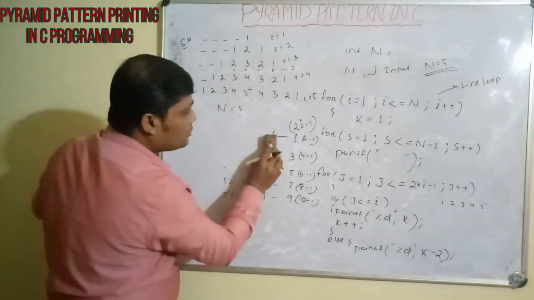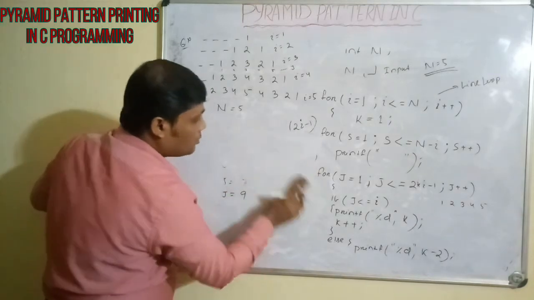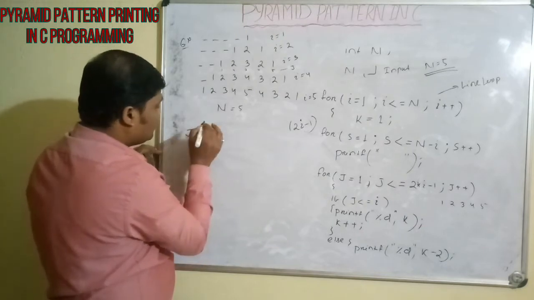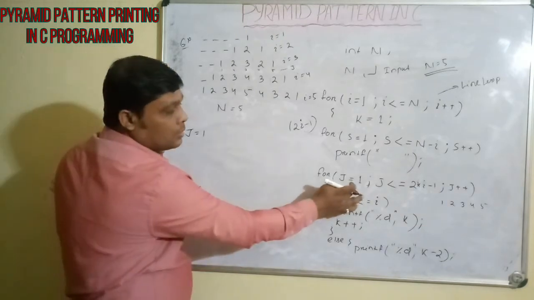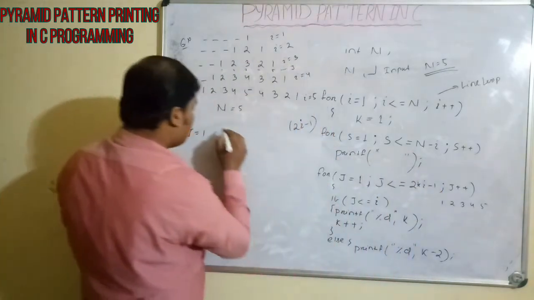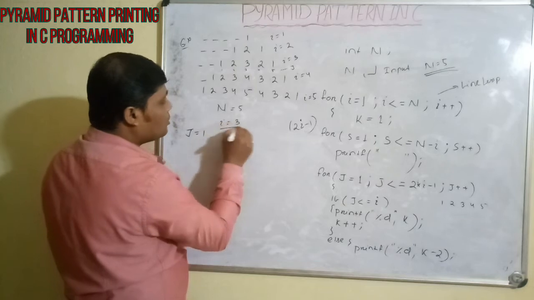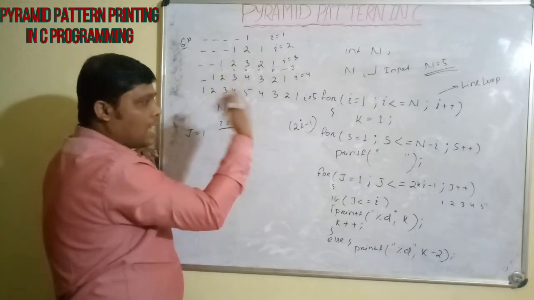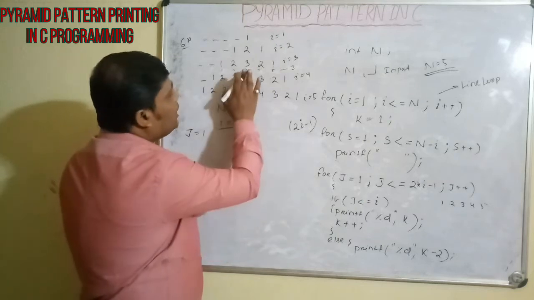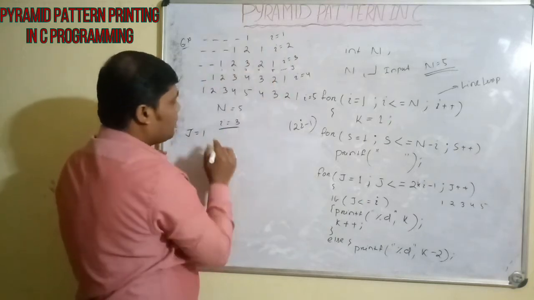When Z value is 1, suppose I am taking I value 3 for any one line. For another line it will work the same, but I am taking one line, suppose I equal to 3.